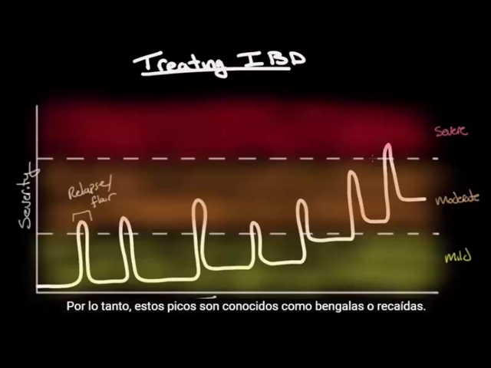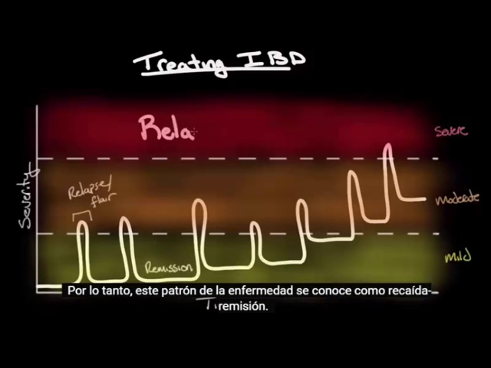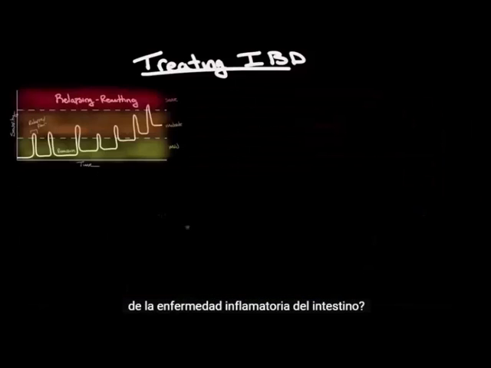So these peaks are known as flares or relapses, and then these valleys, these baseline periods, are known as remissions. So this disease pattern is known as relapsing remitting, and it's very characteristic of both types of inflammatory bowel disease. But how does this all relate to the treatment of inflammatory bowel disease?